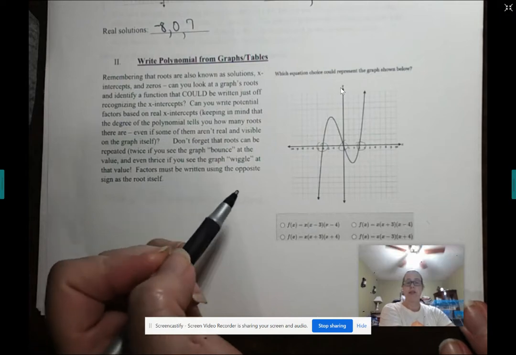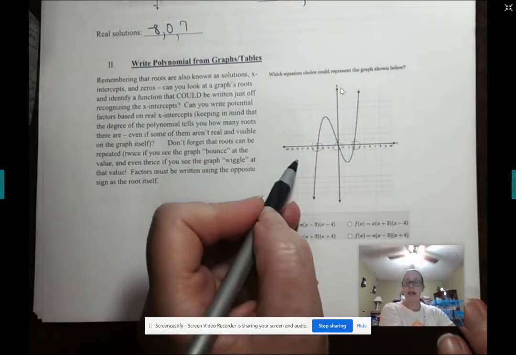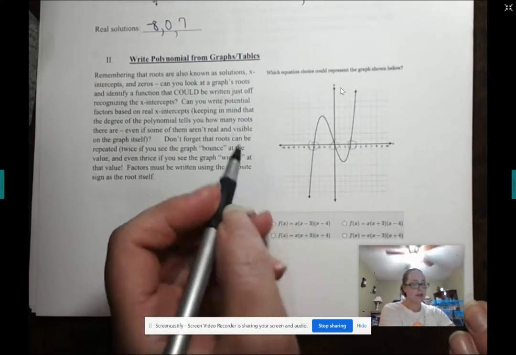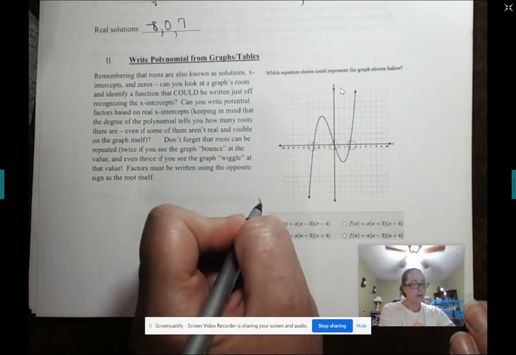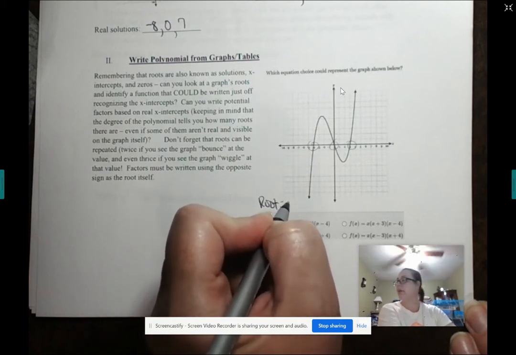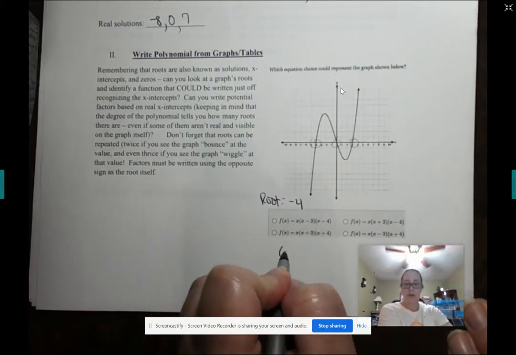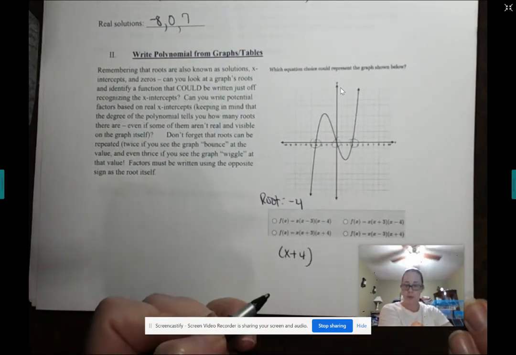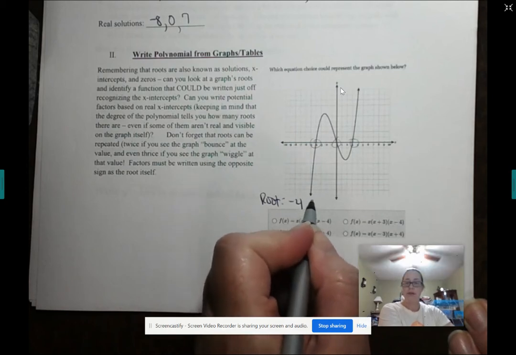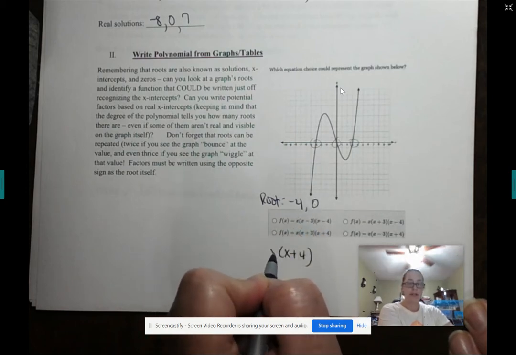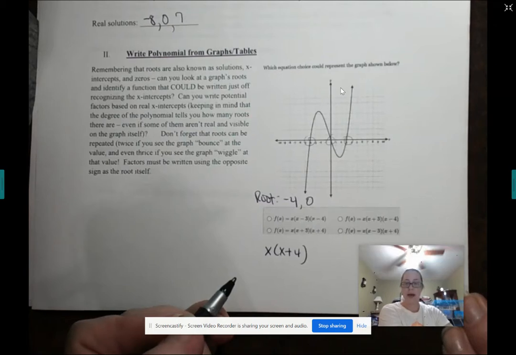Remember that factors are written using the opposite sign. So if I see that there's an x-intercept or a root or a zero of -4, then the factor that contains that root will actually look like x plus 4. When I see a root of 0, I don't even need a parentheses for that factor. It'll just be a single x.